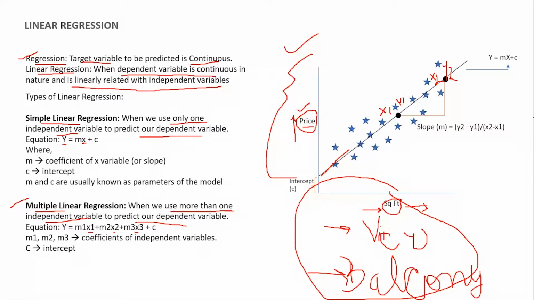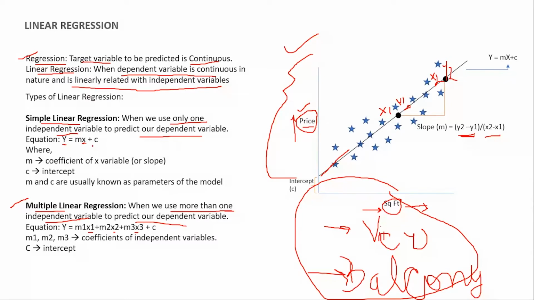How we can interpret this m is that this m is basically the slope of this particular line. What I mean by slope is how much variation there is in my y variable with a unit change in the x variable. So using this particular formula we can find our slope.